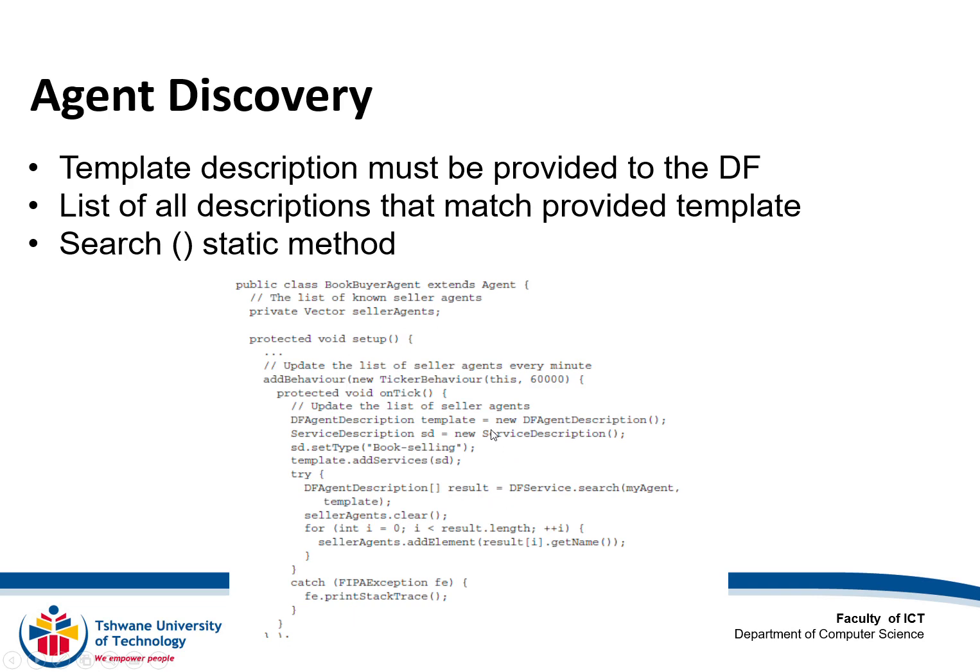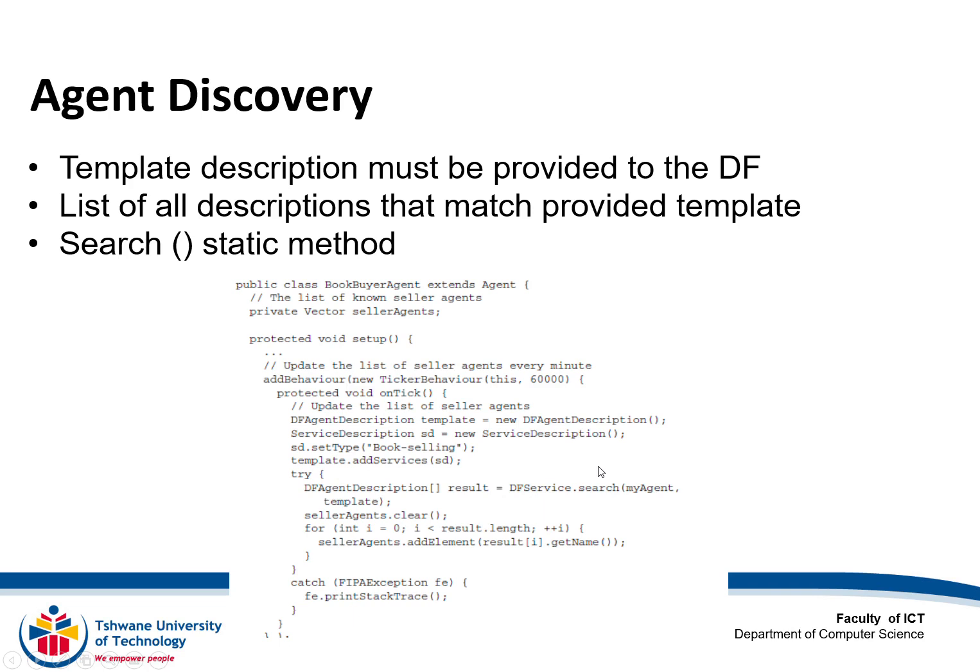And then in the setup, you'll notice that here we're now using the ticker behavior. And it basically works on a particular tick. And you then want to set up your description, your agent description, DF agent description. You instantiate your service, and then here you've got the selling type. Boom, you set the type to book selling, and then you add those particular services to the template.